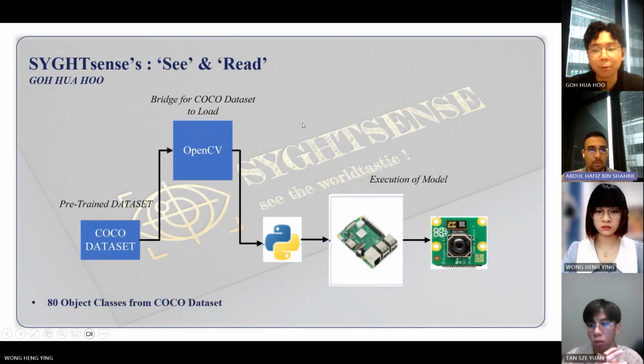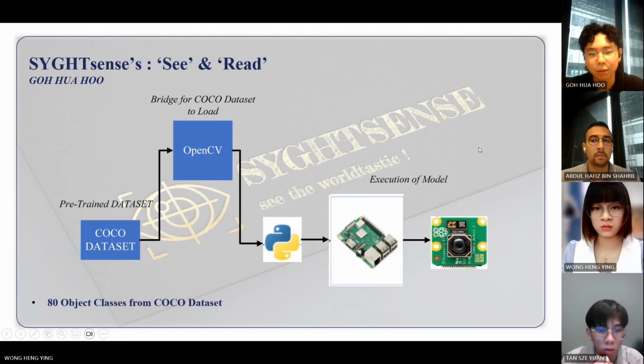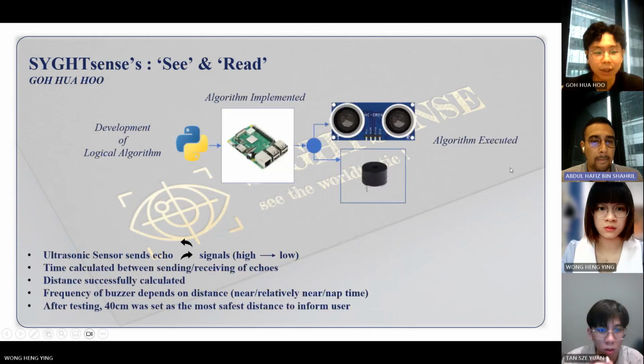Moving on to the See and Read portion of the system. As you can see here, we have utilized the Google dataset, which is a pre-trained dataset. It will be pumped into OpenCV to serve as a bridge for the Google dataset to be loaded, and to the Python, where it will be processed with the Raspberry Pi and executed through the Raspberry Pi camera. In the Google dataset, there are 80 object classes.